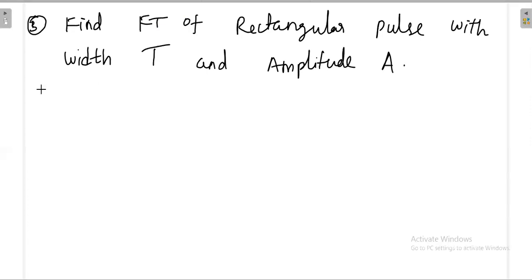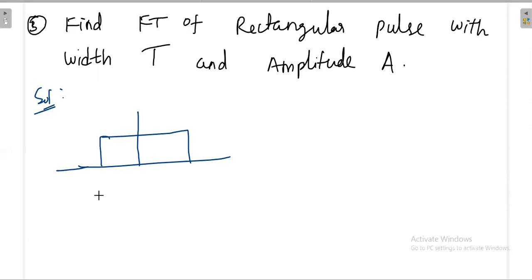So, solution. What will the rectangular pulse shape look like? The total pulse width is T, so that means from minus T by 2 to plus T by 2 in time. What is the amplitude? Amplitude is A. For this rectangular pulse, we have to identify the Fourier transform.